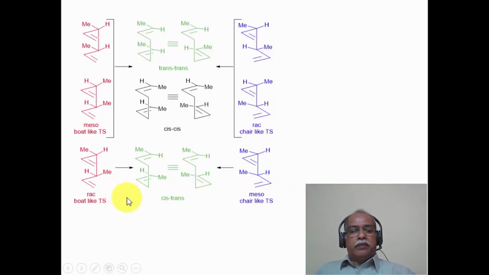Whereas the observation is that the meso isomer gives the cis-trans isomer, whereas the racemic isomer gives a trans isomer, which is explained on the basis of the reaction proceeding from the chair-type transition state. If it were proceeding via the boat-type transition state, it would have given the opposite stereochemistry for the two diastereoisomers that are reacting, for example.